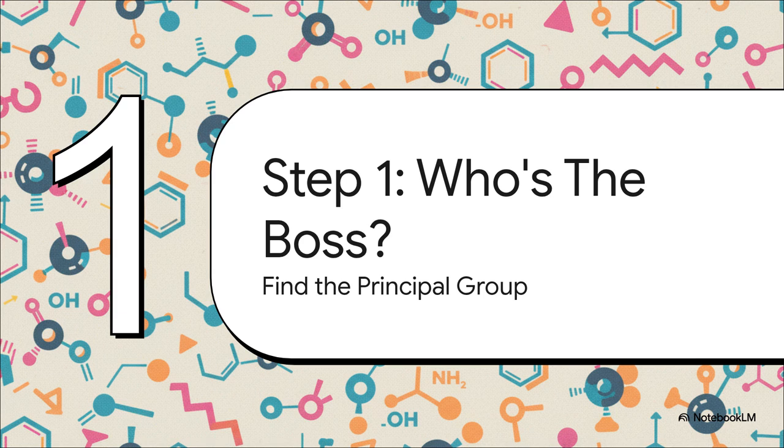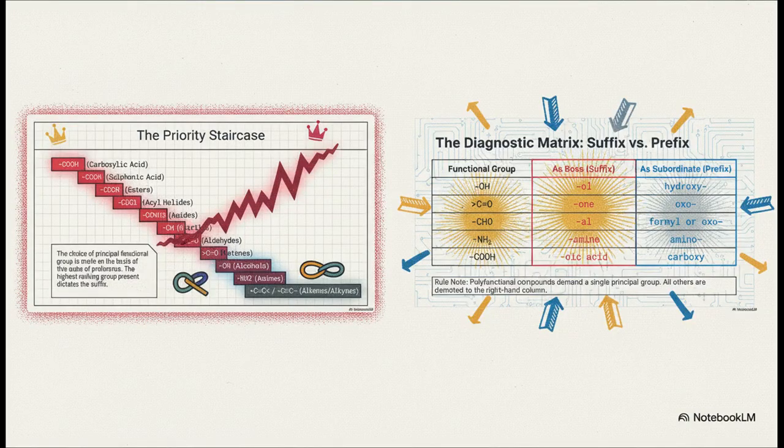out who's the boss. You see, every molecule has what's called a principal functional group that basically dictates its entire identity. This is the most important part, the one that gets top billing and defines what the molecule really is. And how do we find this boss? With these 2 powerhouse tools you see on your screen.